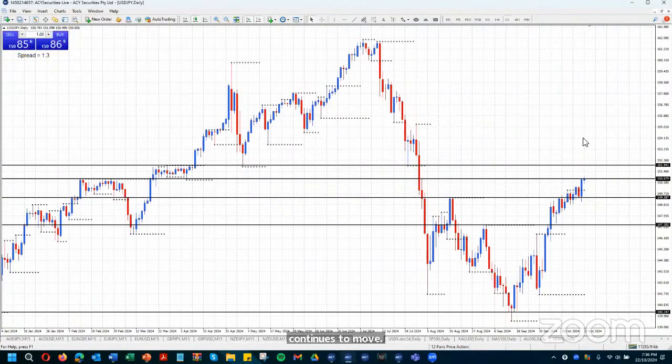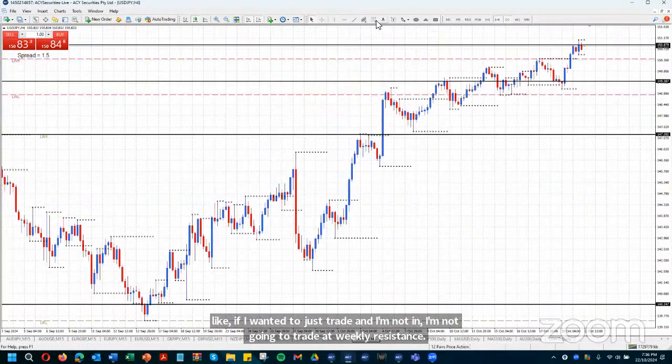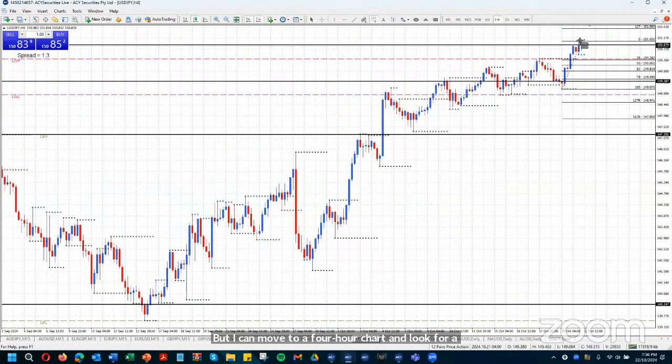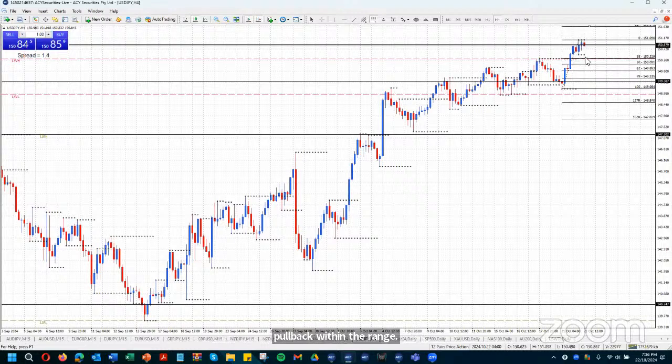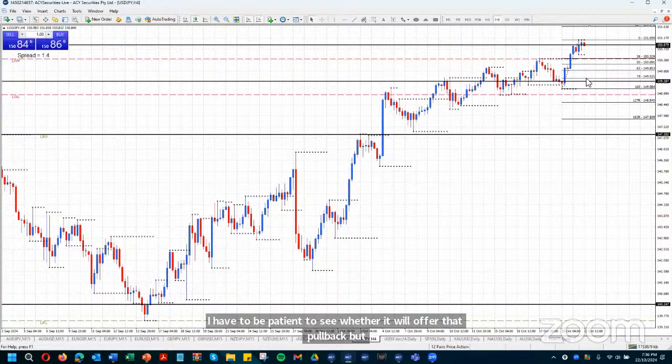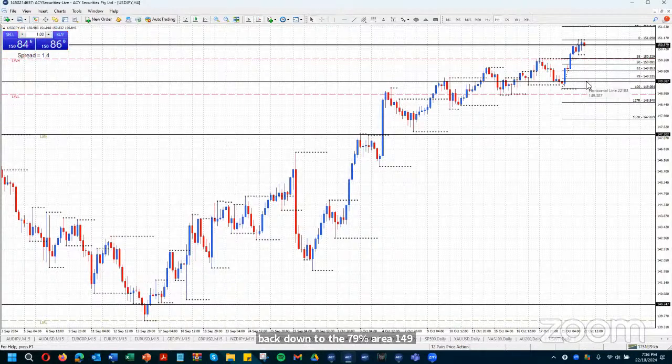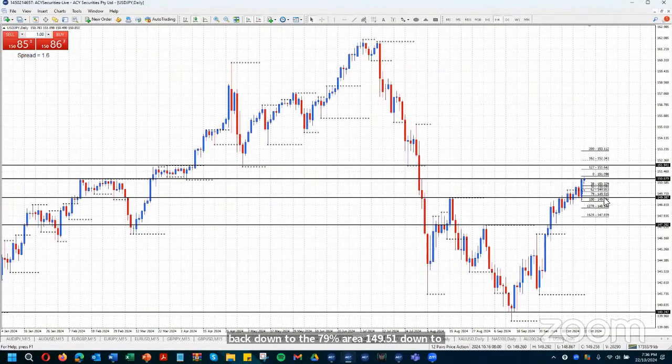All right, so we're seeing a clear trend here. If I wanted to just trade, and I'm not going to trade at weekly resistance, I can move to a 4-hour chart and look for a pullback within the range. I have to be patient to see whether it will offer that pullback, back down to the 79% area, 149.51, down to 149.38 support. That support's coming from this old weekly area here.